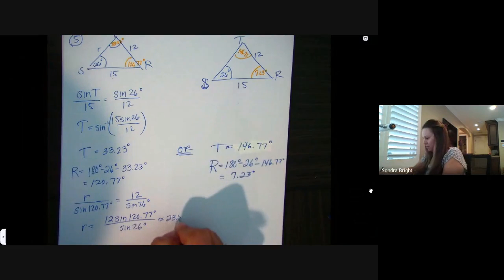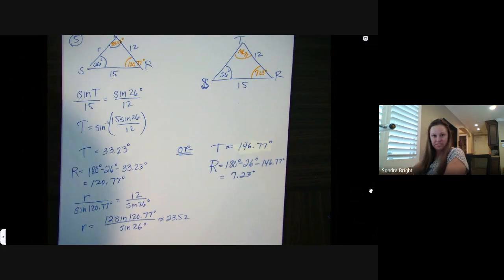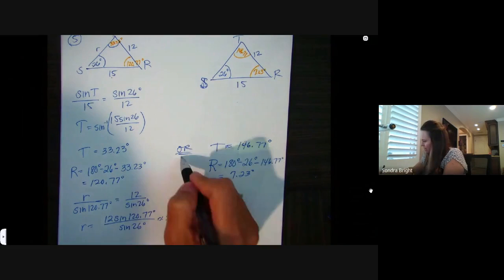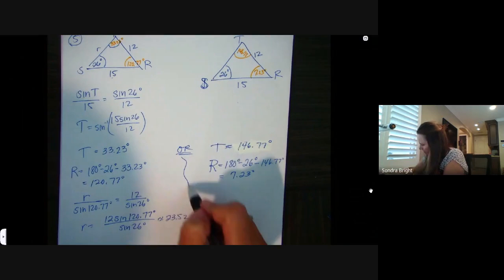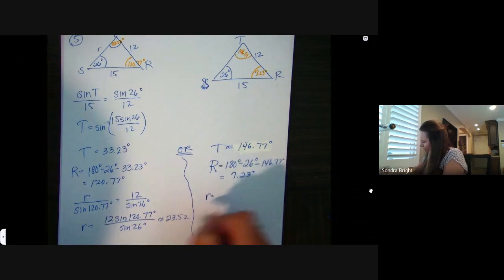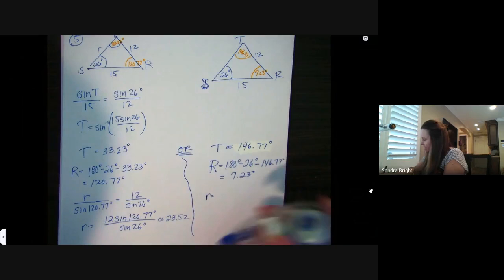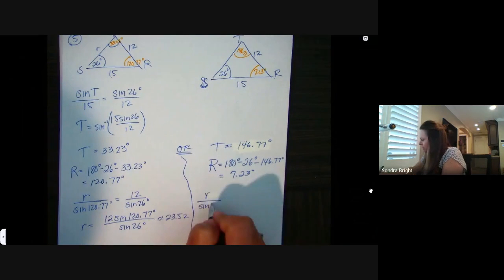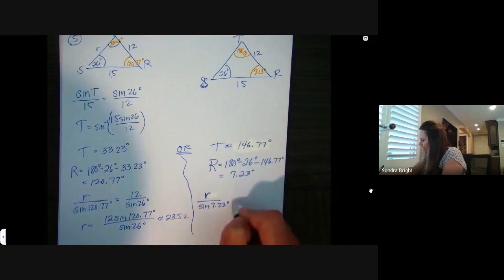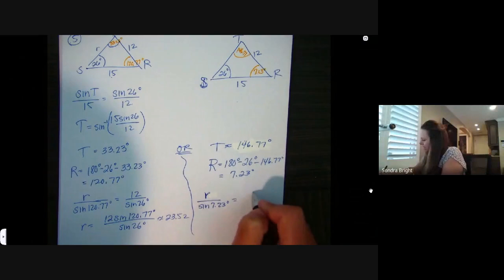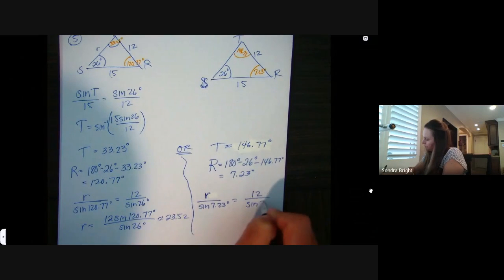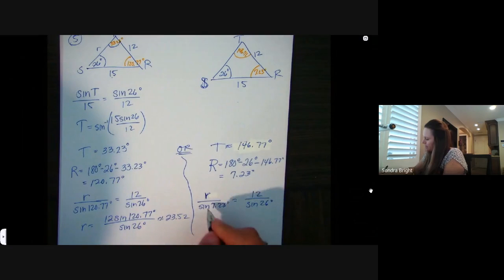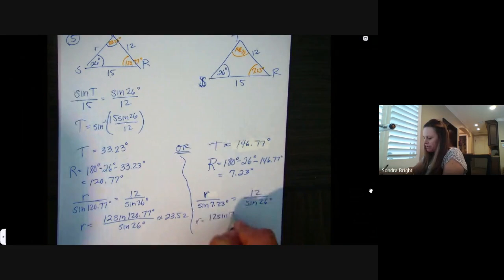Or, if it was the second triangle, your R would be, R over sine of 7.23 degrees is equal to 12 over sine of 26 degrees. And so when you solve for R, it'll be 12 times sine of 7.23 over sine of 26, which will give you 3.45.